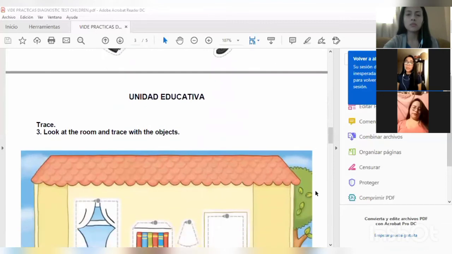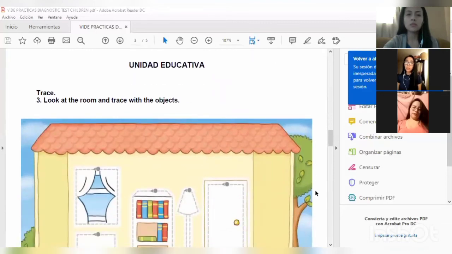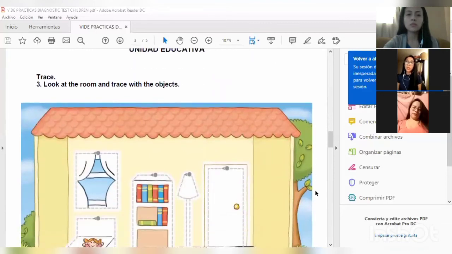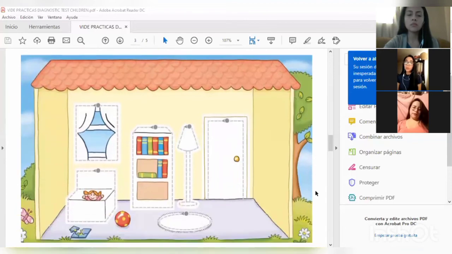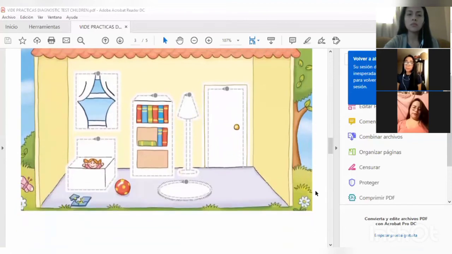These activities could have two activities in the same skill. For example, they have again to trace, for example, look at the room and trace with the object. So they have to do it correctly.